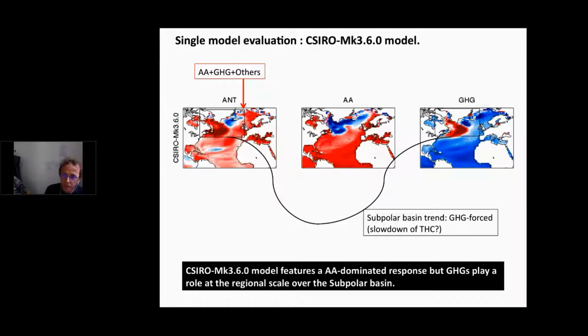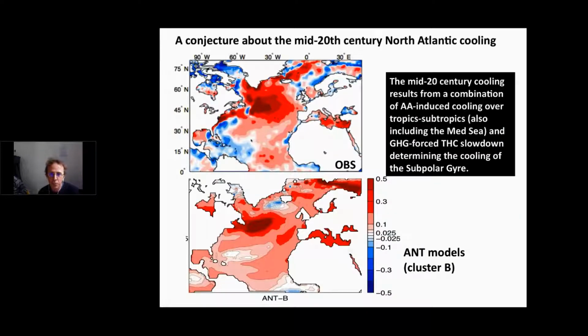In particular, the greenhouse gas seems to play a major role in the subpolar basin, whereas the aerosols are not able to explain what happens in the subpolar gyre, but they seem to fit quite well and explain what happens, for example, in the subtropical and tropical Atlantic, and also in the Mediterranean area. So a possible conjecture about the middle 20th century North Atlantic cooling: it seems that the middle 20th century cooling results from a combination of anthropogenic aerosol cooling over the tropics and subtropics, and a greenhouse gas forced response in the subpolar basin.